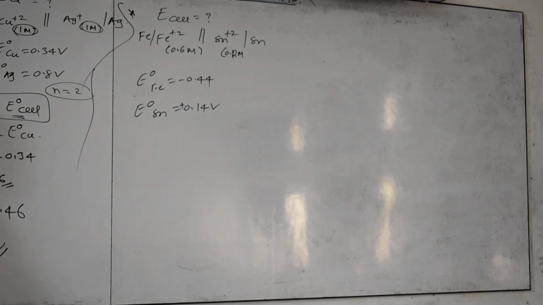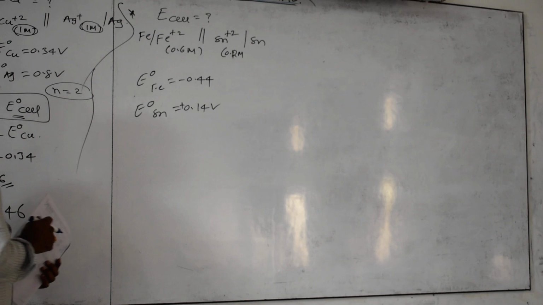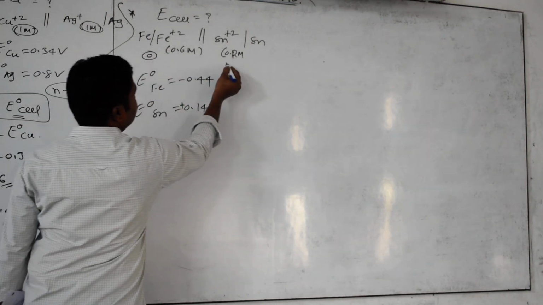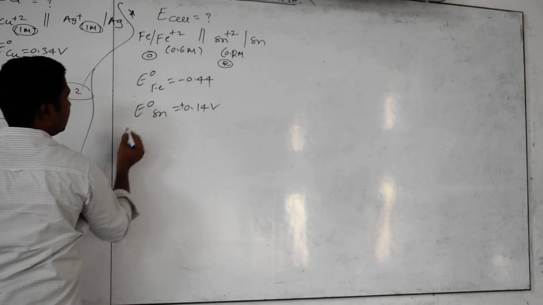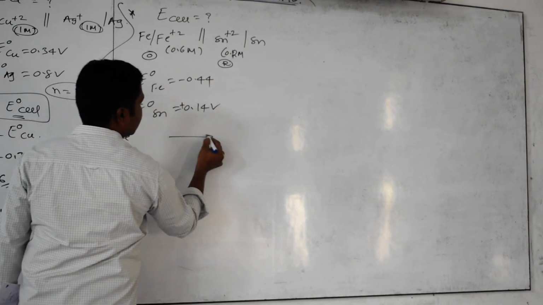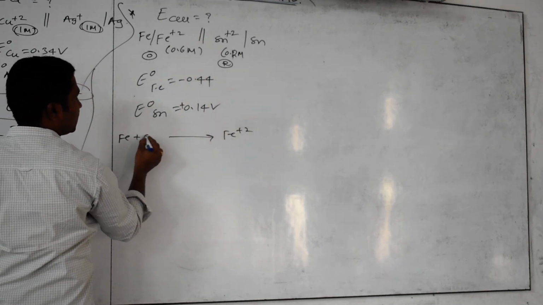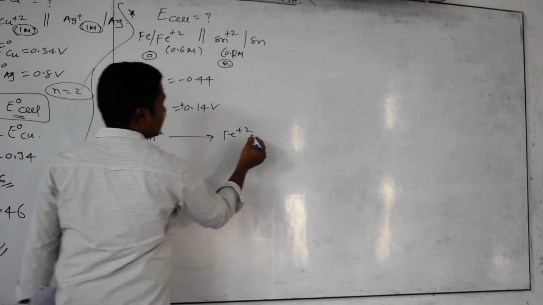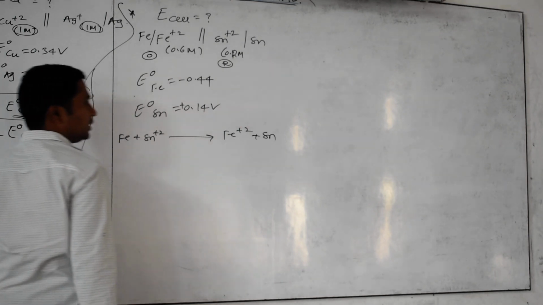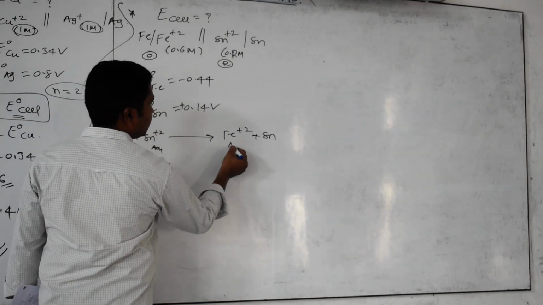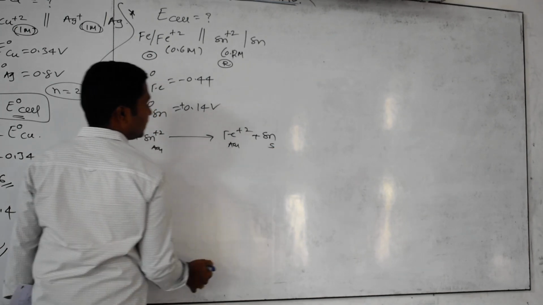But writing the cell reaction is good. This is the left hand side, the anode, oxidation. This is reduction. Write down. Which particle is Fe becoming? Fe plus 2. Reduction means starting with Sn plus 2, which is becoming Sn. Is it clear? This is solid, this is aqueous, that's why the concentration is given for the aqueous ones, and this is solid.